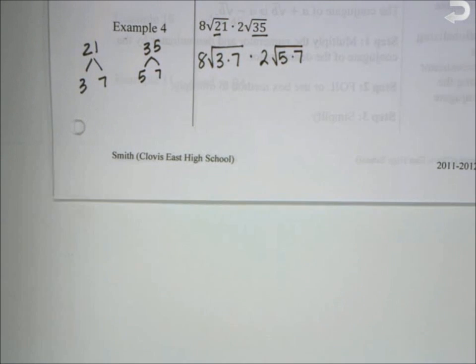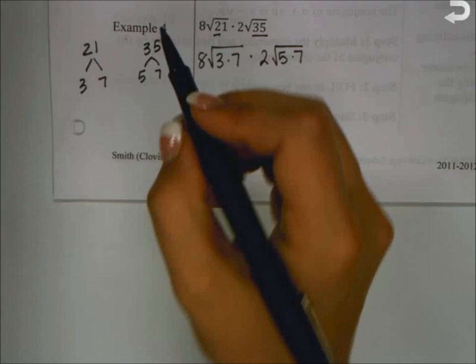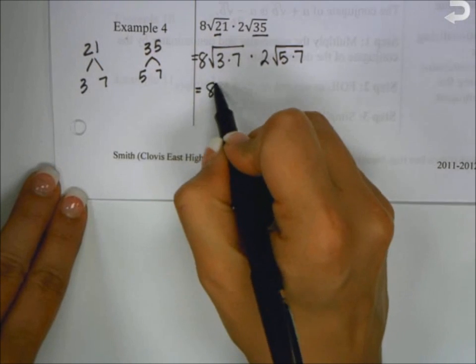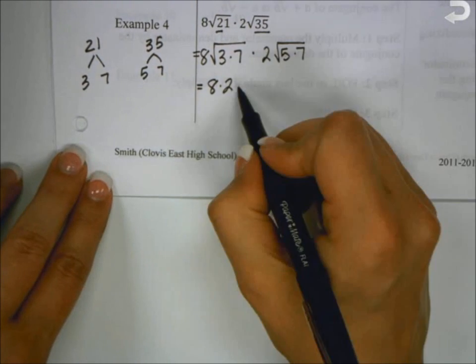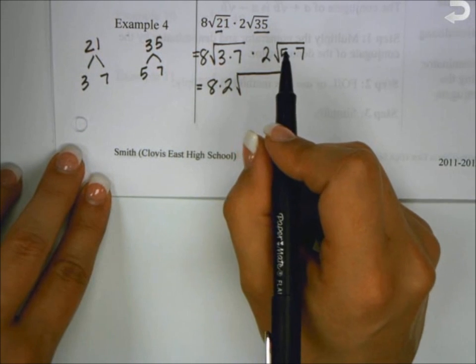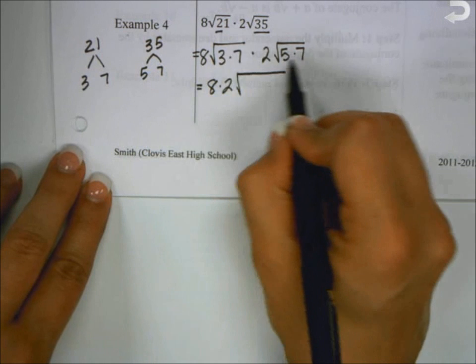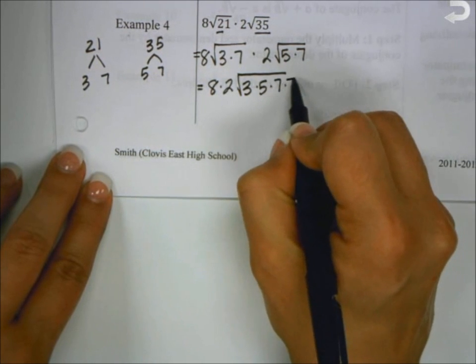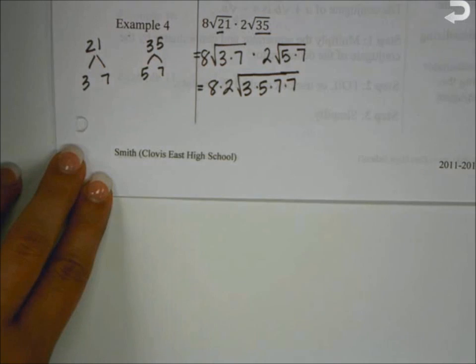Okay? Now let's multiply it all out together. On the outside we're going to have 8 times 2. Inside the square root, we can multiply the insides, right? So let's just write out all of the factors first. 3 times 5 times 7 times 7. So what pair can I pull out there?